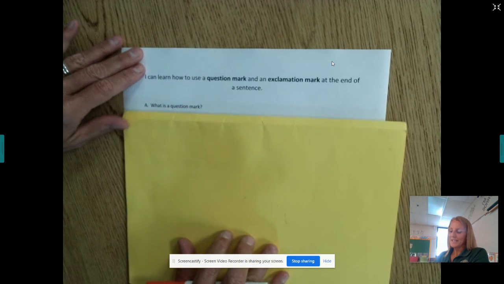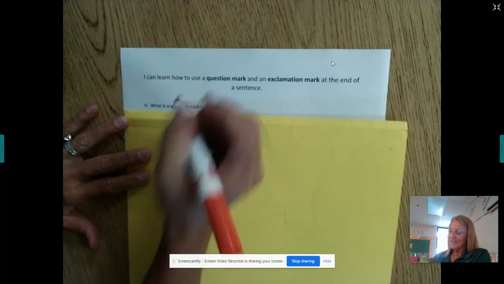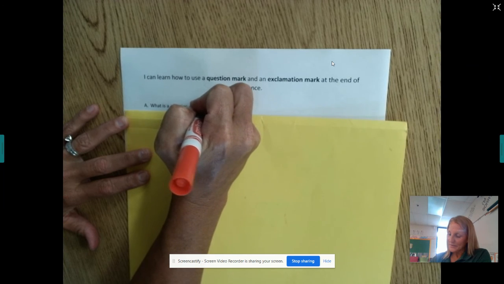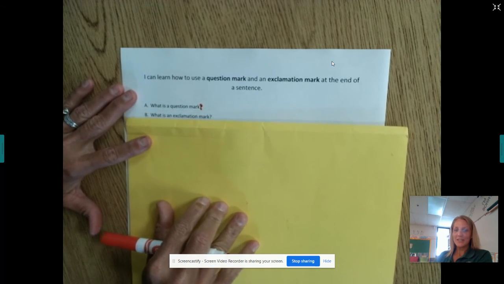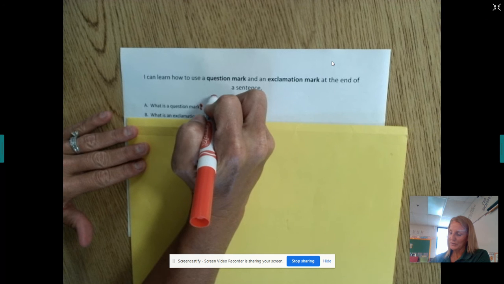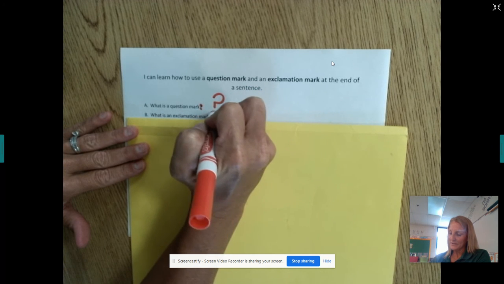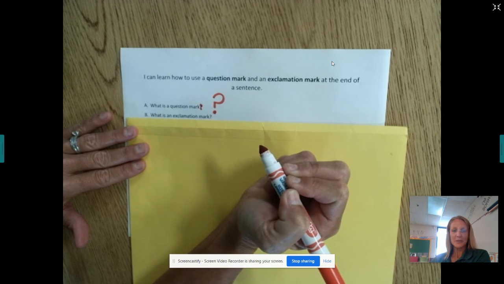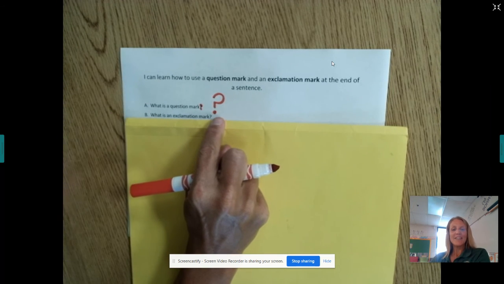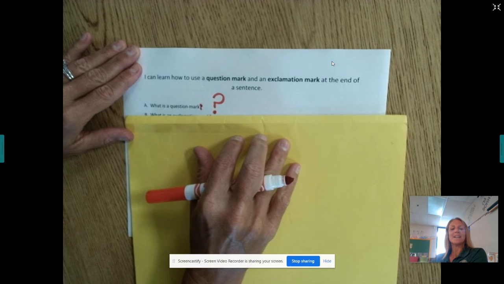Now, what is a question mark? Well, this thing right here is kind of little. Is a question mark. It has a period at the bottom of it. I'm going to show you a big one right here. It's a backwards C with a line down and a little period below it. You use that at the end of a sentence if you ask a question.